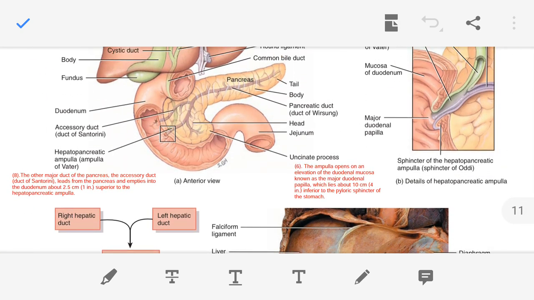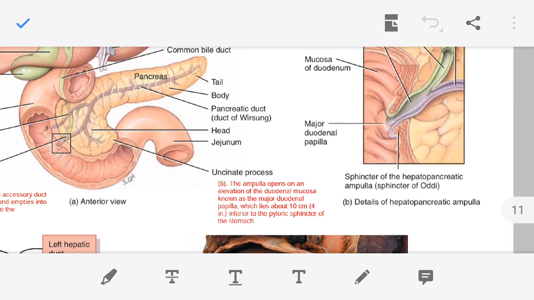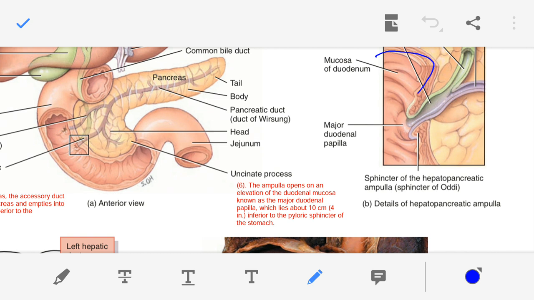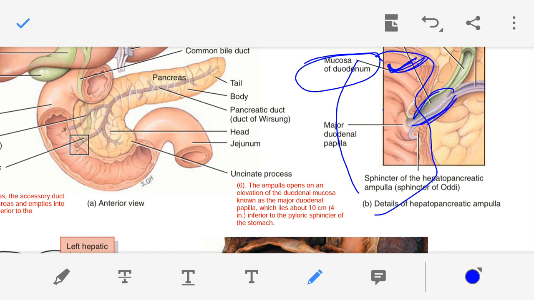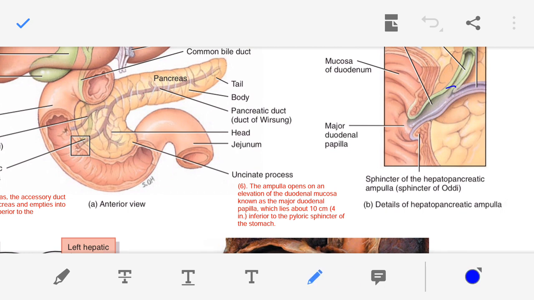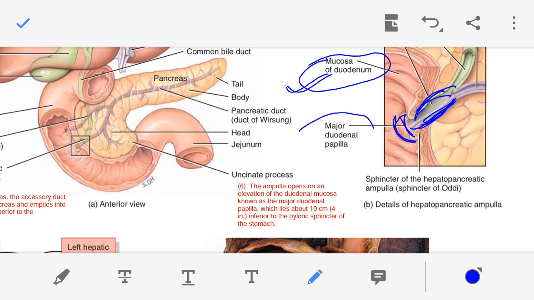Now here, this part, this reddish brown colored portion, you can understand this is the duodenum, okay, and this part is the mucosa of the duodenum. Now this is the hepatopancreatic ampulla, and the point at which the ampulla is opening, the ampulla is opening into an elevated part on the mucosa, and this elevation of the mucosa where the ampulla is opening is known as the major duodenal papilla.